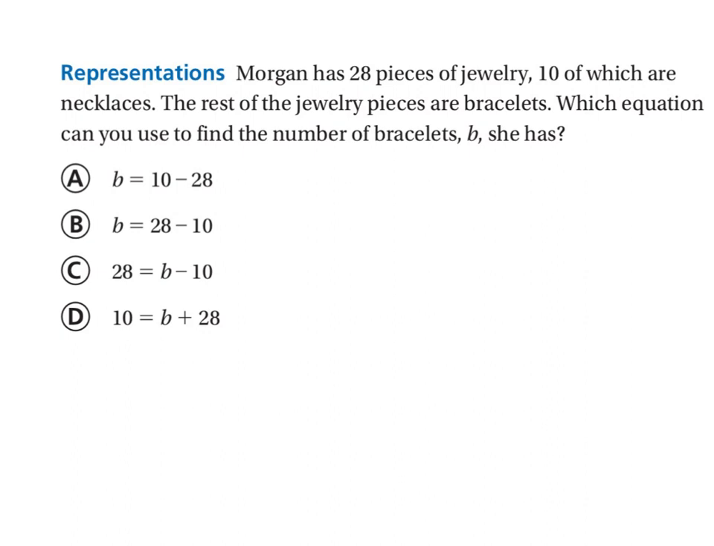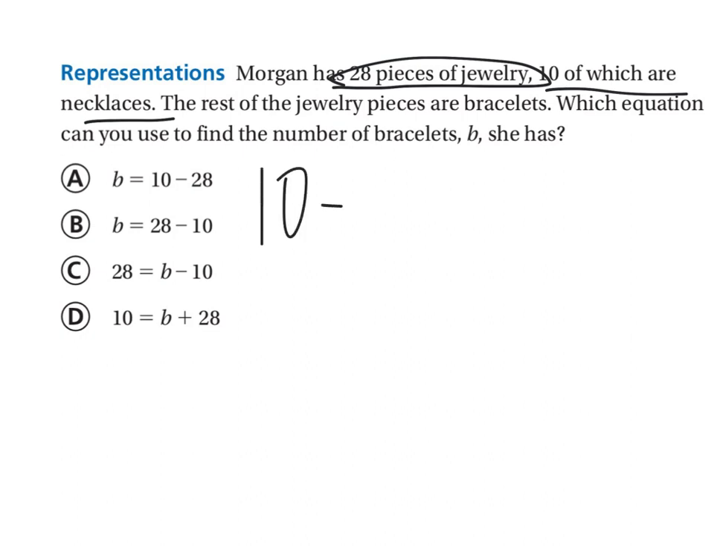And so we're going to find out what B equals, and then we'll go over to our equations. Okay, it says Morgan has 28 pieces of jewelry. I'm going to go ahead and mark that, because I know it's probably going to come back and be important. So she's got 28 pieces of jewelry, 10 of which are necklaces. Okay, so I know that 10 are going to be necklaces. As I'm solving, I might write some stuff out to the side. So I've got 10 that are going to be necklaces.